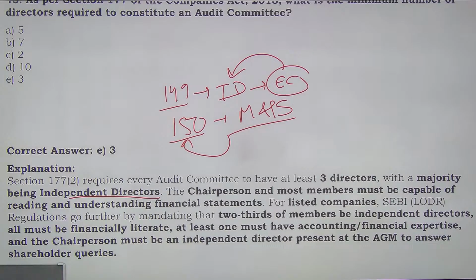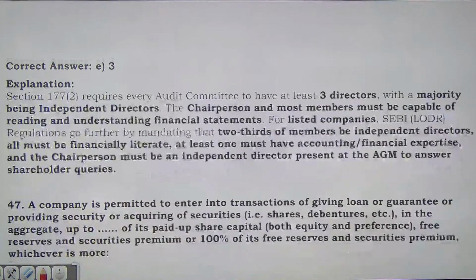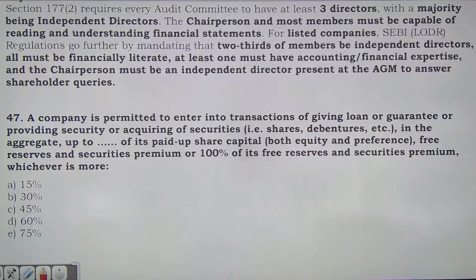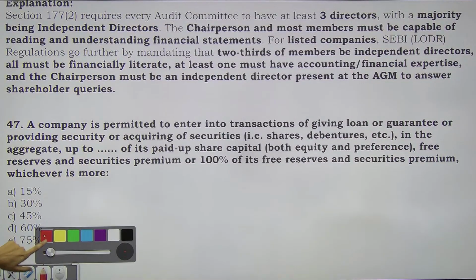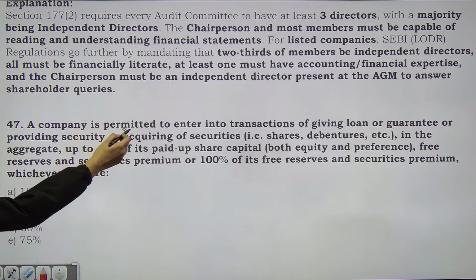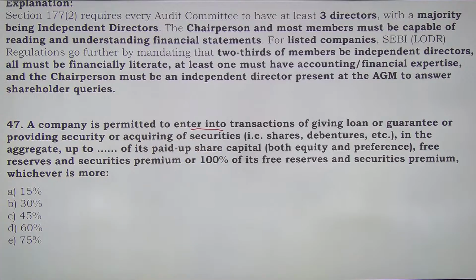Now moving forward to the next question. Next question is question number 47, which is asking you कि a company is permitted to enter into a transaction of giving loan or guarantee or providing security or acquiring of securities, right? That is share या debenture acquire कर सकती है company in the aggregate up to dash of the paid up share capital, free reserves and security premium or 100% of free reserves and security premium, whichever is more. तो यहाँ पर you have to fill in the blank.